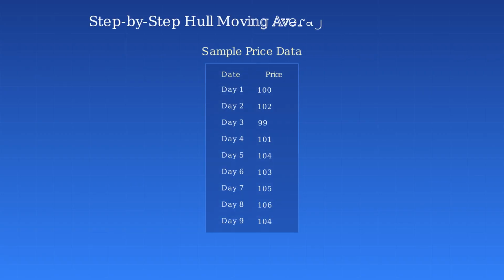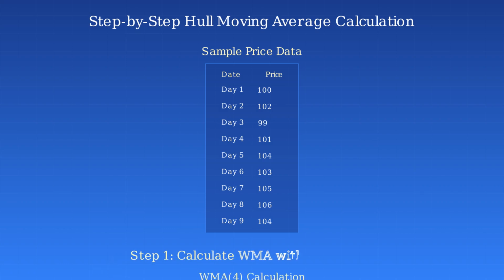Let's work through a practical example of calculating the Hull Moving Average on this 9-day price series. We'll calculate the Hull Moving Average using a period of 4. Hull's formula requires several weighted moving average calculations with different periods. First, we'll calculate the weighted moving average with period 4. For WMA, each price point is multiplied by its position weight. More recent prices receive higher weights.